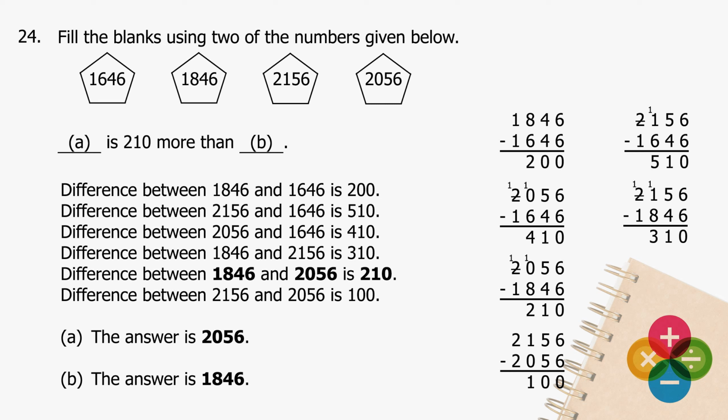The difference between 1846 and 2156 will be, subtract 1846 from 2156, and the difference is 310. The difference between 1846 and 2056 will be, subtract 1846 from 2056, and the difference is 210. The difference between 2156 and 2056 will be, subtract 2056 from 2156, and the difference is 100. A. The answer is 2056. B. The answer is 1846.